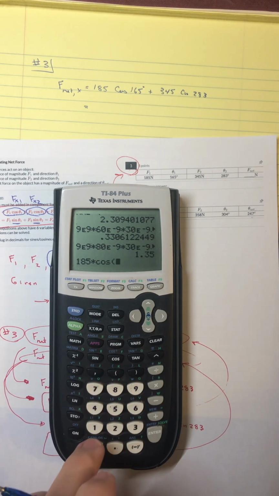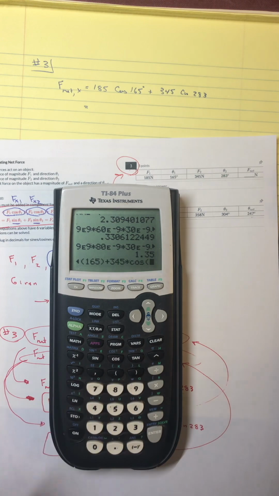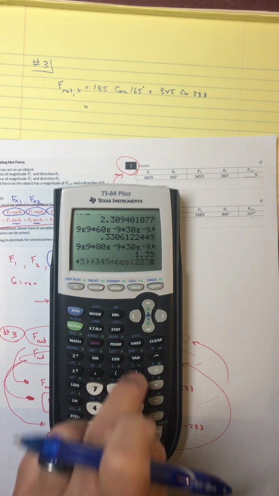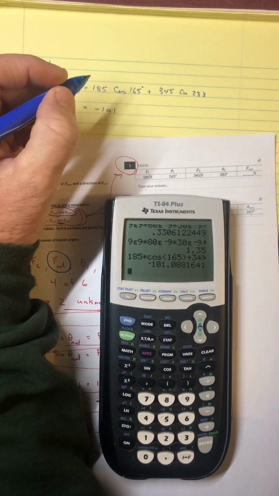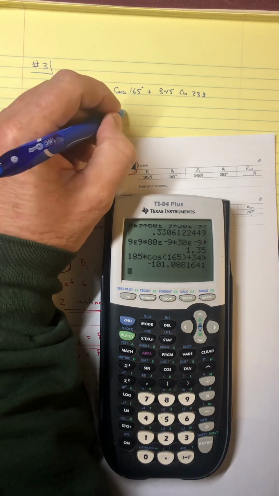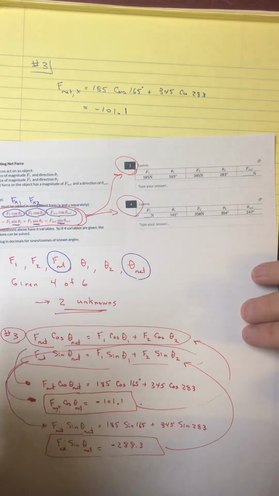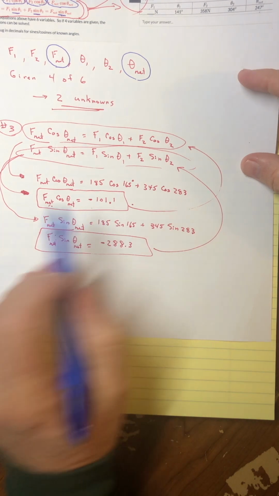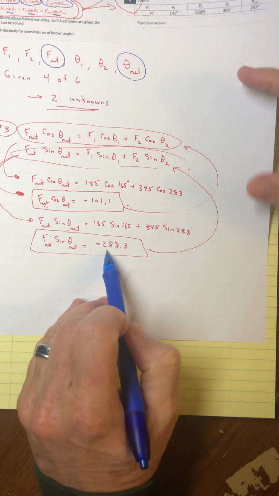185 times cosine of 165, add it to 345 times the cosine of 283. And that gives me my x component right from the get-go. And, oh, I guess we already did this. Where are those sheets? It's right there. Yeah, so we really already did that. That was the x component. And with that matter, let me not take the time, but just go, okay, this would be the y component.